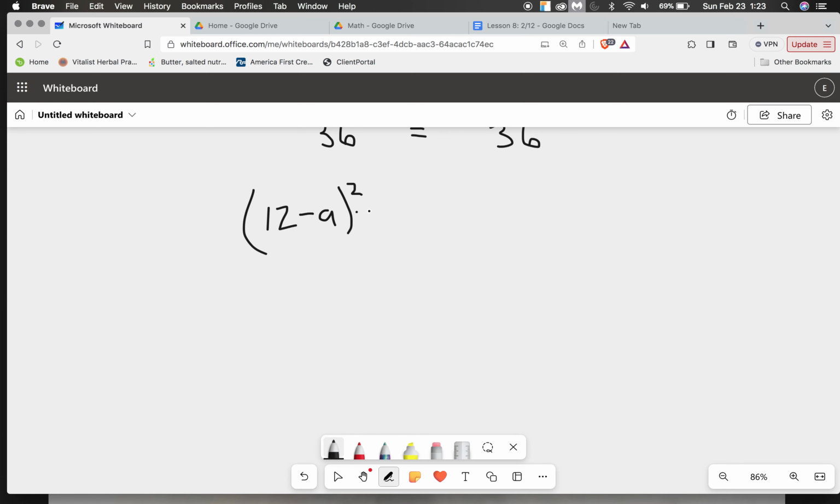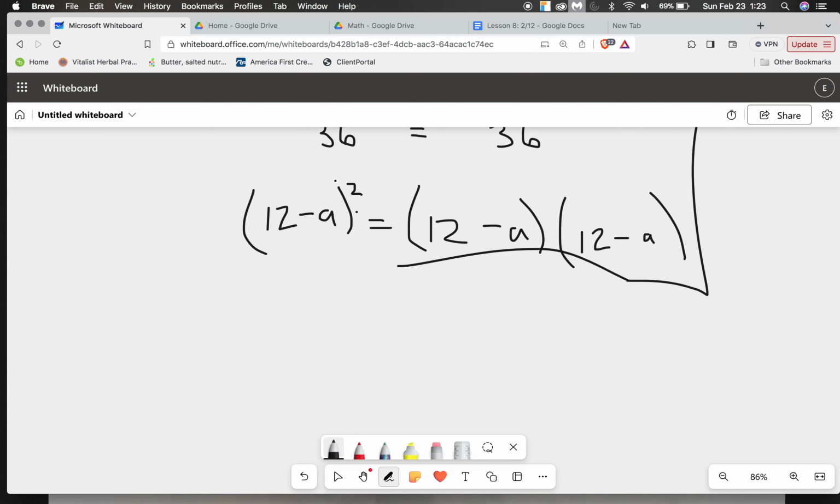Alright, so in this case, and on your worksheet, I just wanted to make this clear for you so you know exactly what you were trying to do on your homework. In this case, we would just write this one out as 12 minus a times 12 minus a. And that is going to be the final answer that you would be looking for on your worksheet for your homework this week.